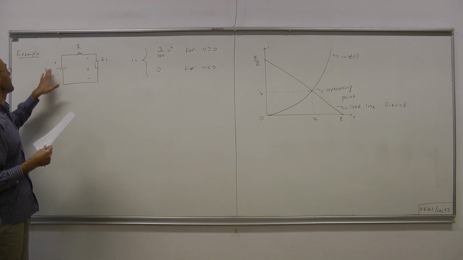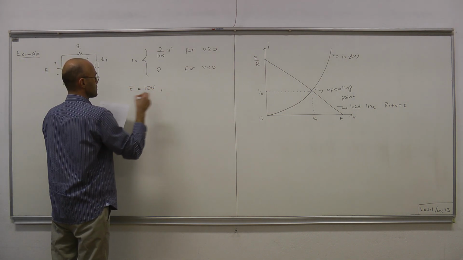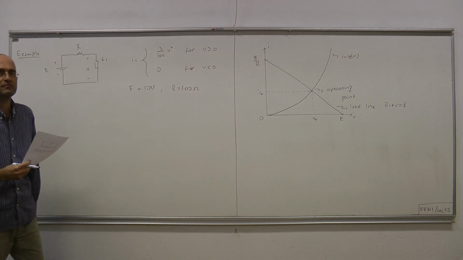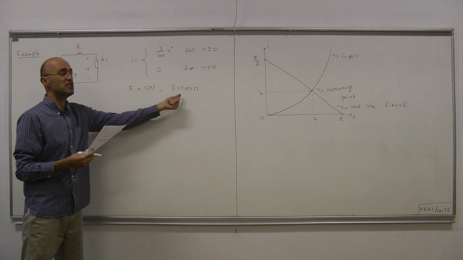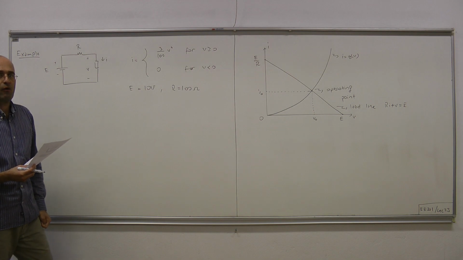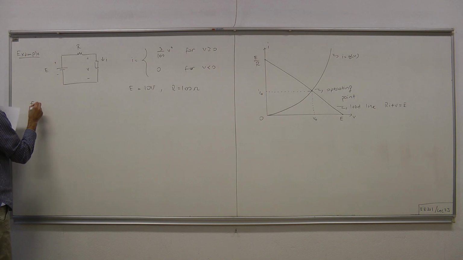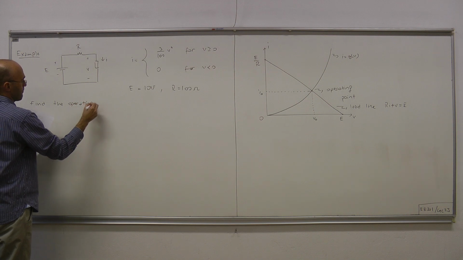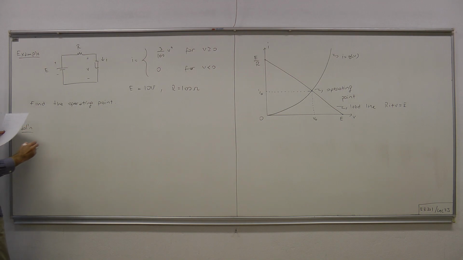As for the values for E and R, we're given E equals 10 volts and R, the resistance, is 100 ohms. Now, for this circuit, for these values and that terminal equation, let's figure out the voltage and current of the nonlinear resistor. So find the so-called operating point. Here goes the solution.